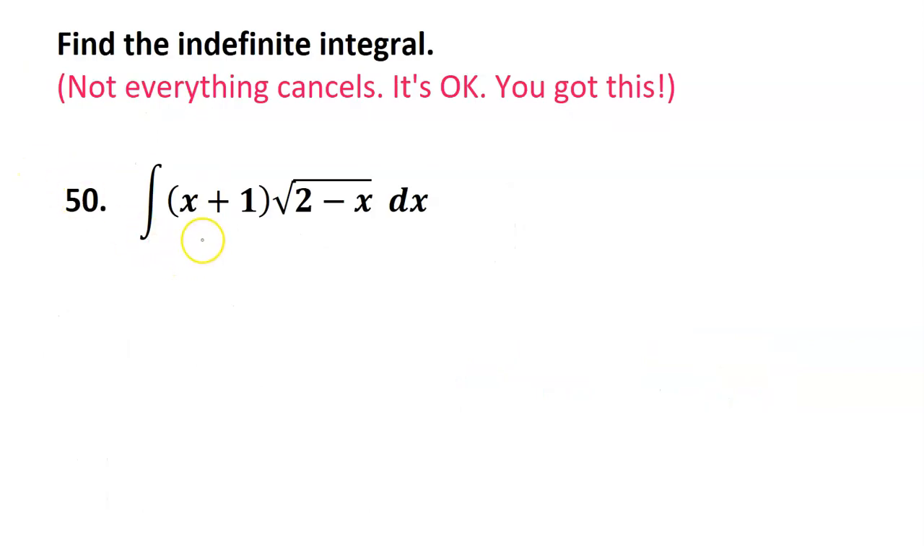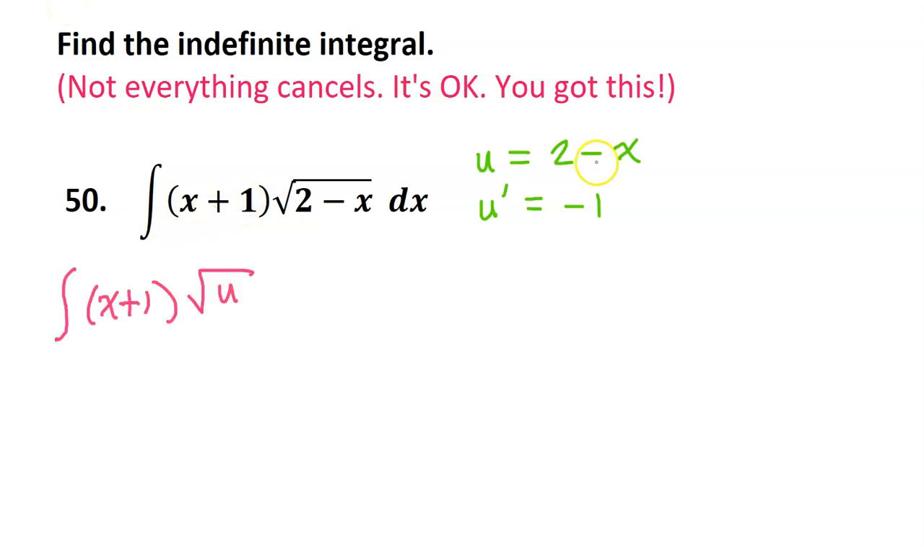Number 50 is one of those rare u-substitution problems where everything doesn't quite cancel out. But we have ways to handle this situation, so pay attention very carefully and don't panic. Well, let's start off by letting u equal whatever is under the radical. So u will equal 2 minus x. In that case, u prime is equal to negative 1. You can see how this does not cancel out the x that's outside. It doesn't cancel out the x plus 1.